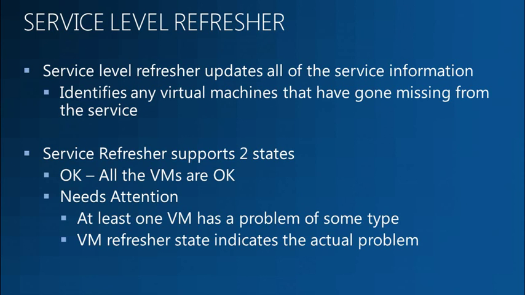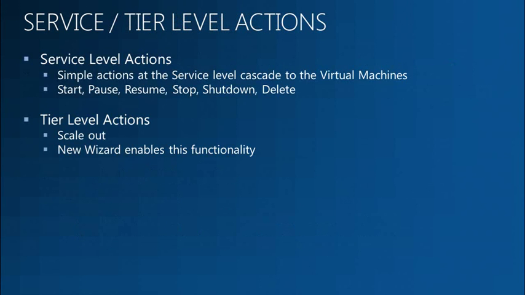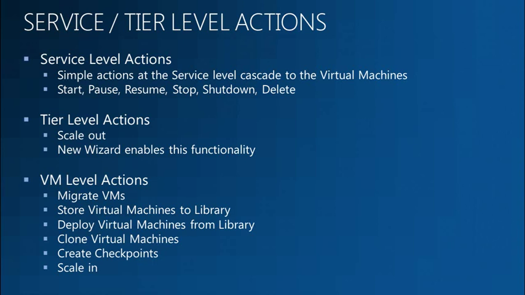And if it needs attention, we rely on you drilling in to that view in the VMs and services view to see which tier has a problem and which particular VM or VMs have a problem. And your VM refresher state will indicate the actual source of the problem. We also have actions that are enabled at 3 different levels. So for the service as a whole, we give you some simple actions like stop. And what that means is stop all the VMs in the service, or delete, which means delete all the VMs in the service and delete the service itself. Pause, resume, shut down, and so forth.